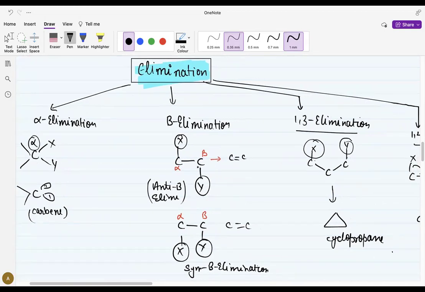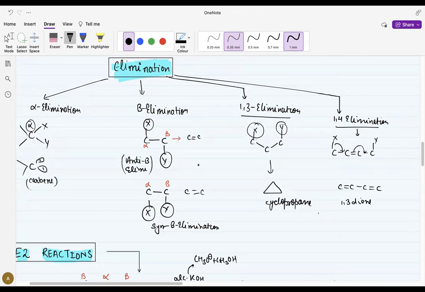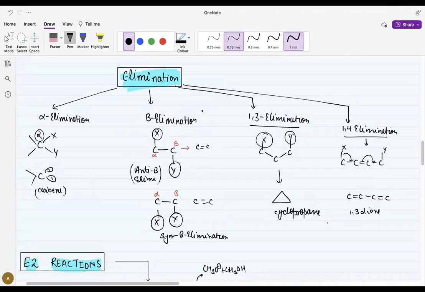So see, we have four types of elimination reactions. First elimination reaction is alpha elimination. Elimination you all know. Elimination means removing of something from our substrate, and we have to remove something from our substrate. Let's say first example is alpha elimination.